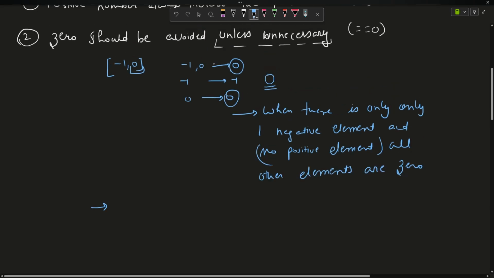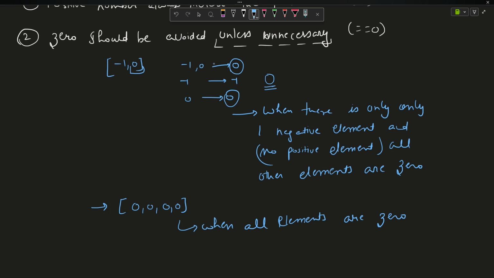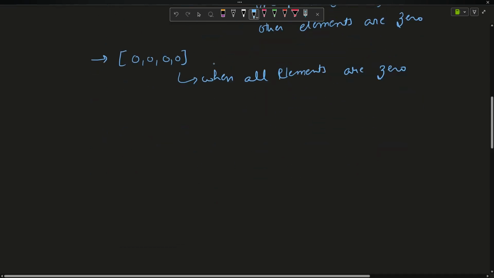And the second point is that a negative element is also not present here. Something like 0, 0, 0, 0 is present. In this case, the only option is to choose any number of 0s and the product will be 0. So when all elements are 0, the answer is 0. These are the two conditions when 0 is actually necessary for the answer calculation.